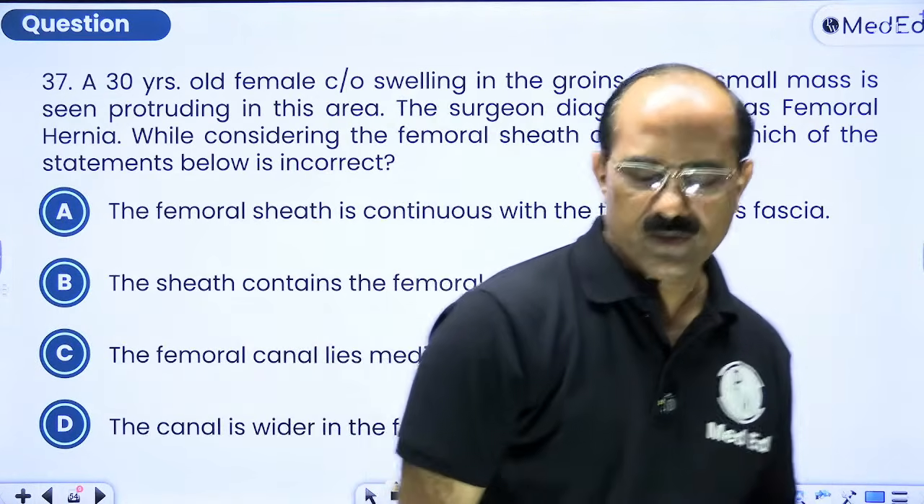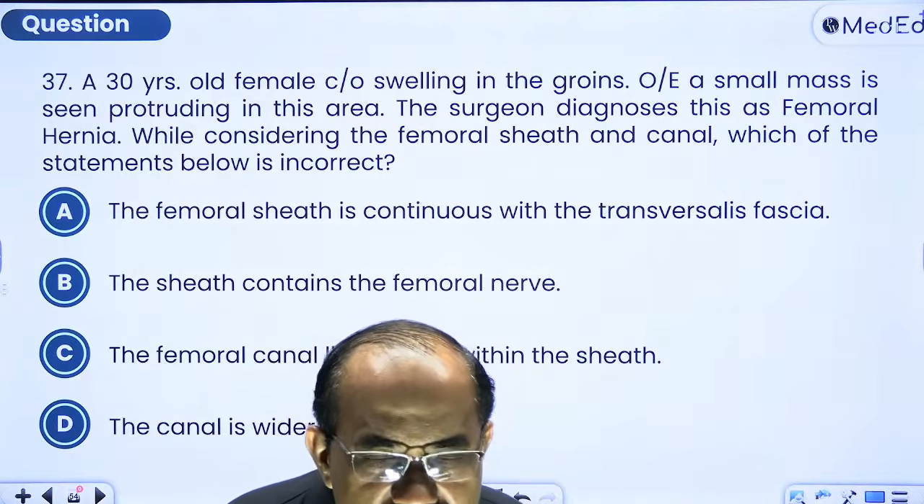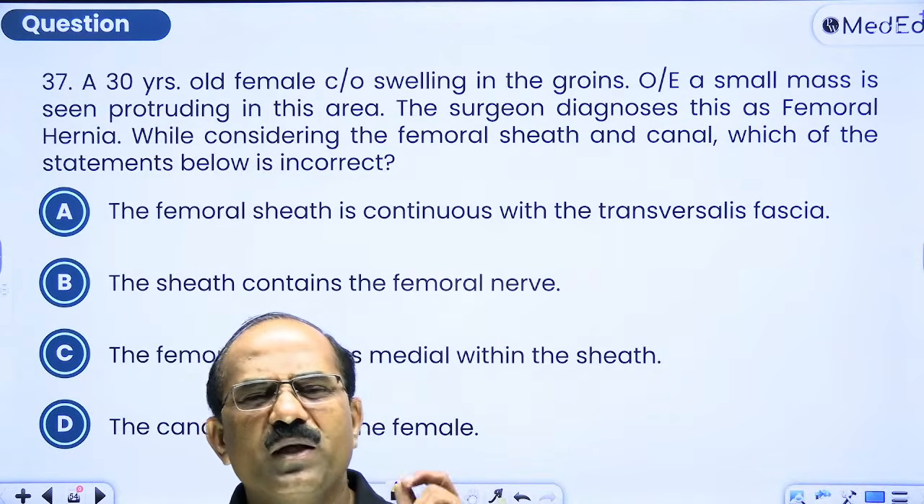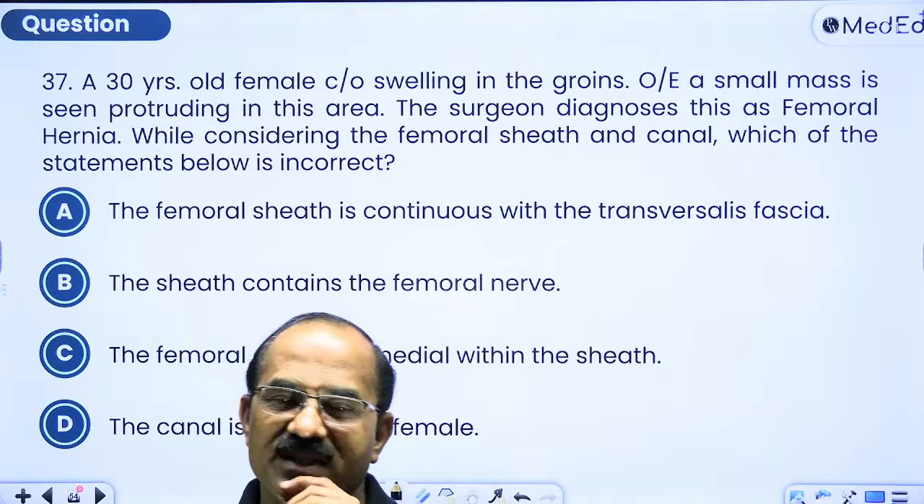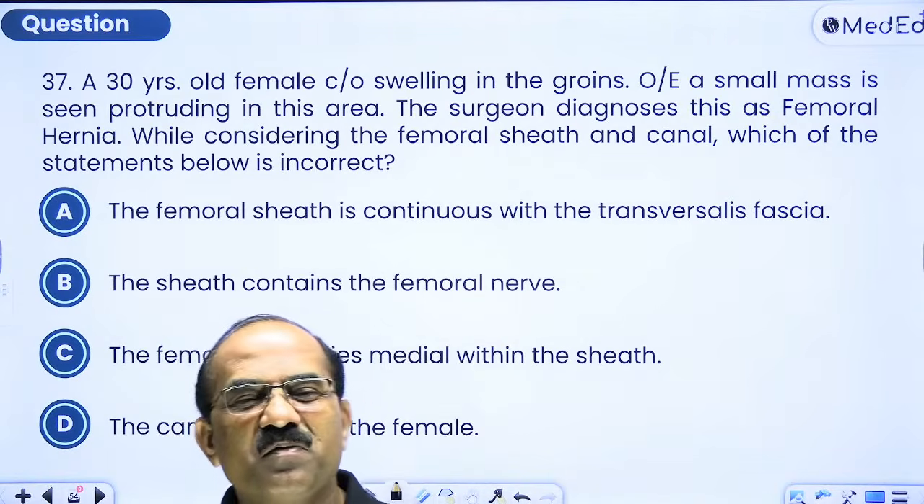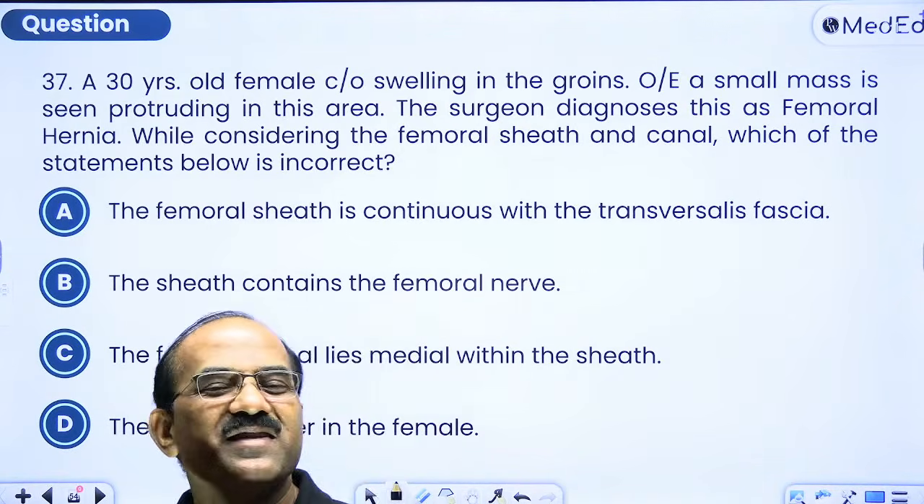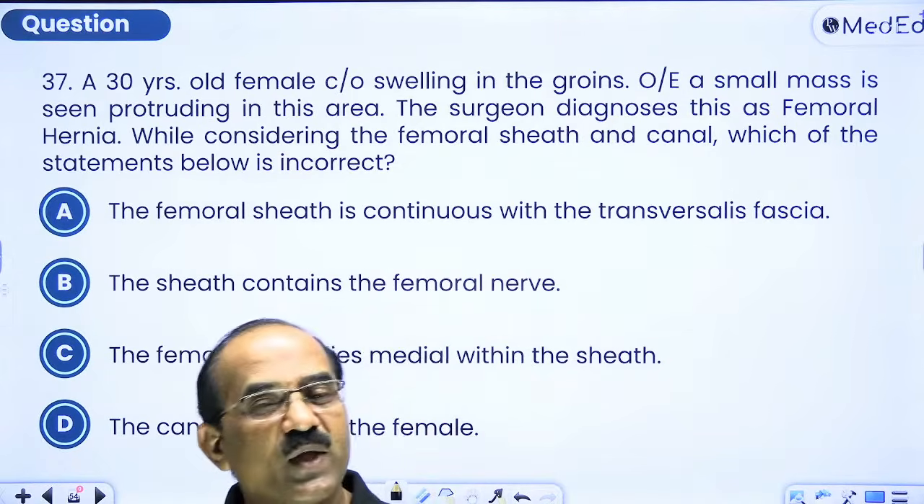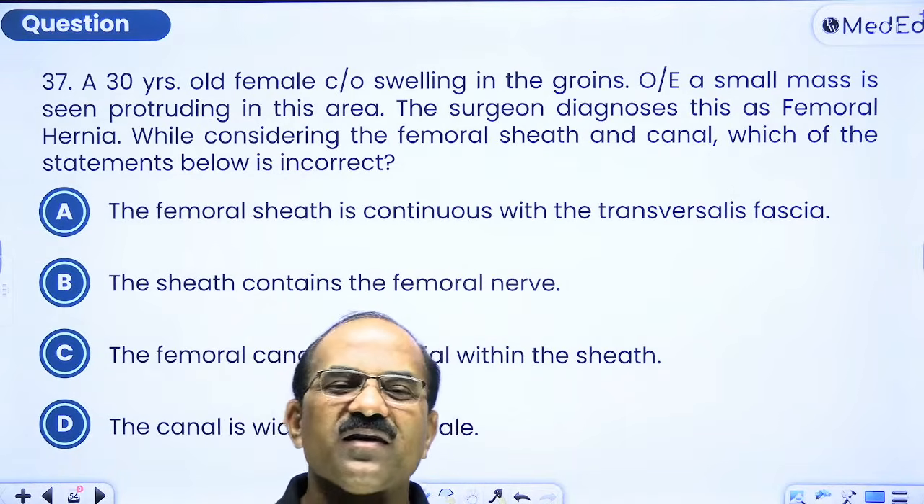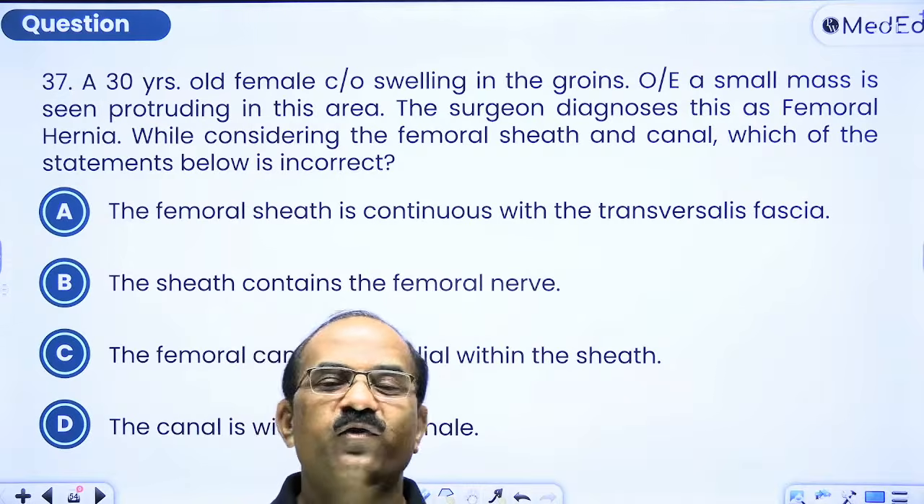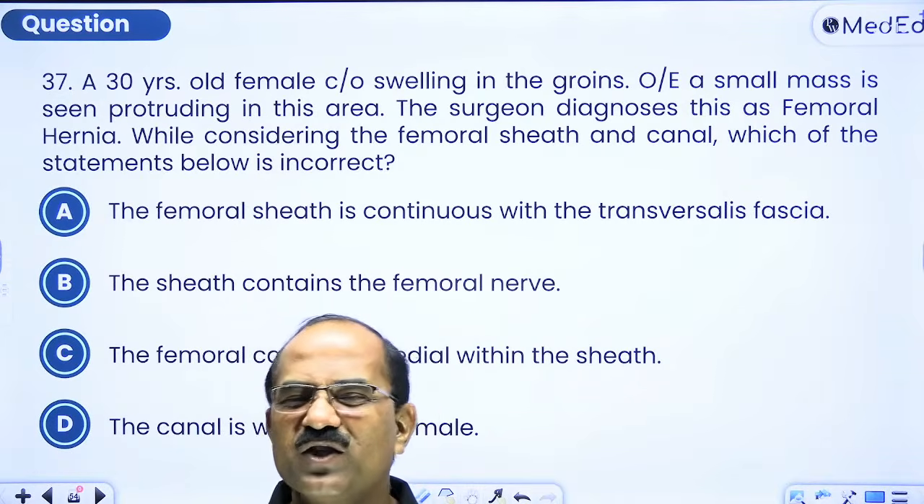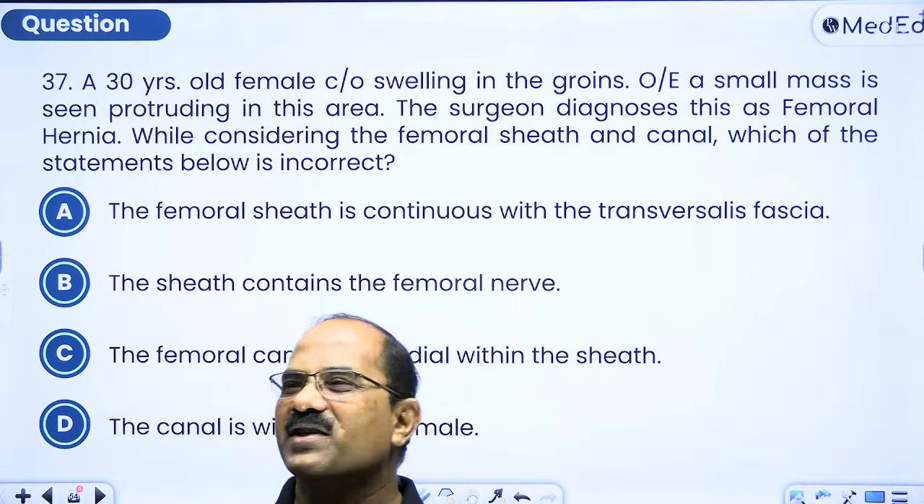See the next. Let me read this. A 30-year-old female complains of swelling in the groin. On examination, a small mass is seen protruding in this area. The surgeon diagnoses this as a femoral hernia. While considering the femoral sheath and femoral canal, which of the statements is incorrect?